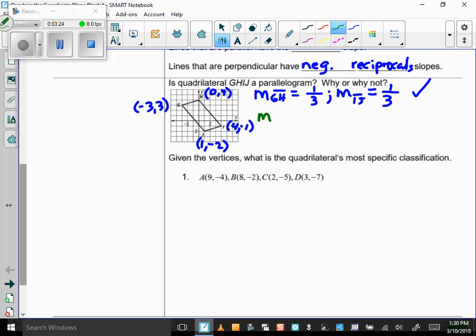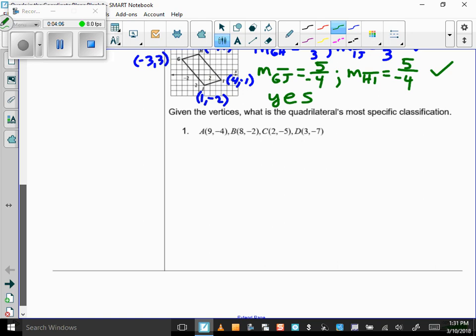The slope of GJ is going to be 3 minus negative 2, which is 5, over negative 3 minus 1, which is negative 4. And let's do the slope of HI. That's going to be 4 minus negative 1, which is 5, divided by 0 minus 4, which is negative 4. So yes, indeed, that is a parallelogram, because both pairs of opposite sides are parallel. Definition of parallelogram.